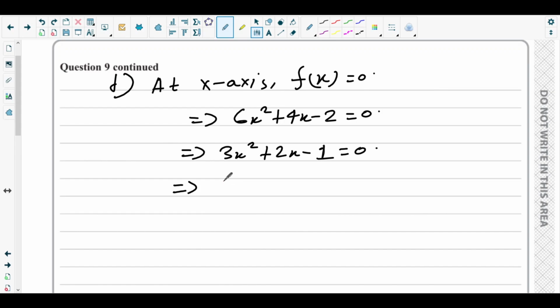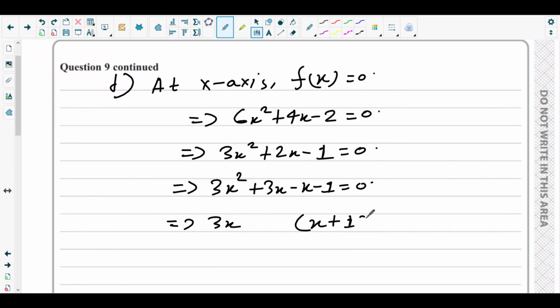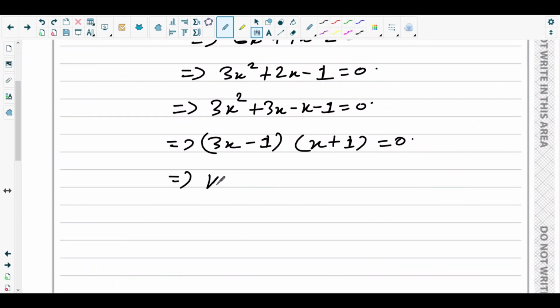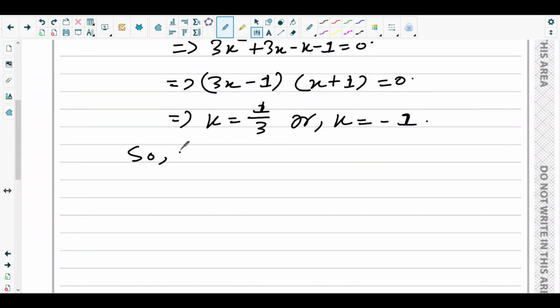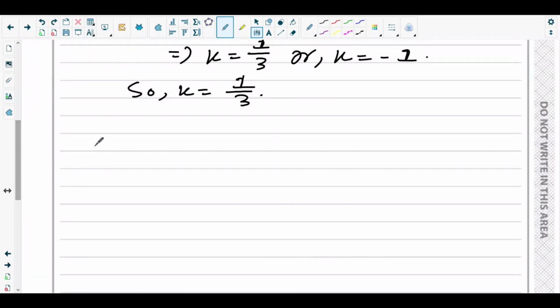Equals 0. So now the middle term: 3x squared plus 3x minus x minus 1 equals 0. So 3x times (x plus 1) minus 1 times (x plus 1) equals 0. Okay, so either x equals 1/3 or x equals -1. The curve C lies on the positive x-axis, so x equals 1/3.